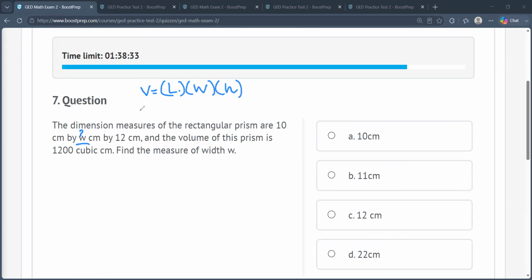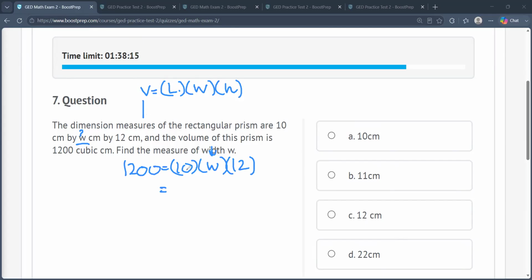And then what you could do is replace this V. They tell us the volume is 1200. And then it's 10 by W. I don't know what W is. And then the height is 12. So we've got to solve for W.